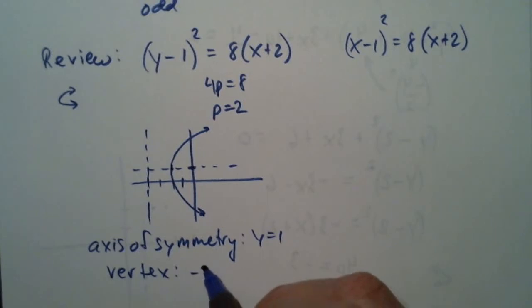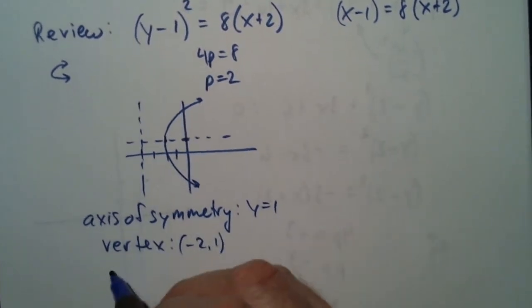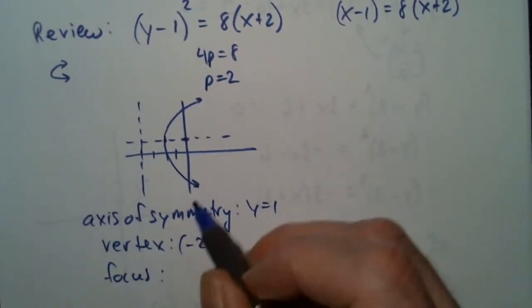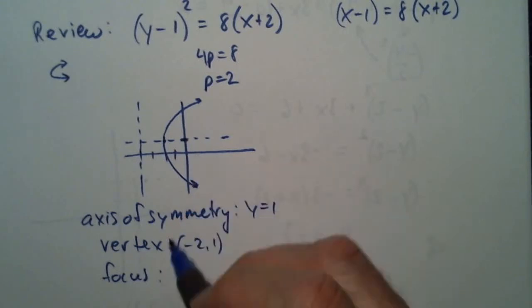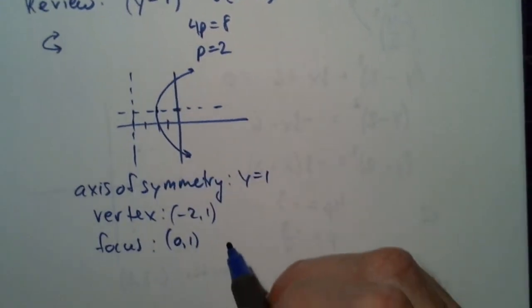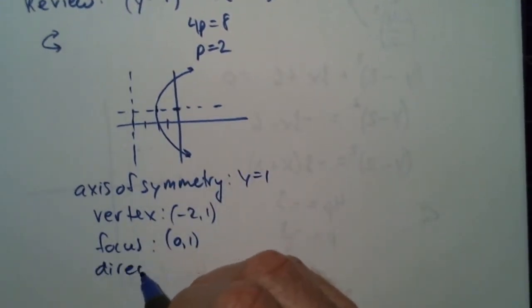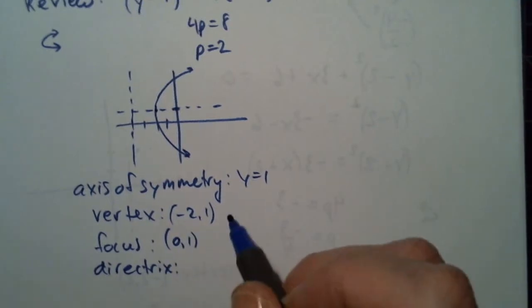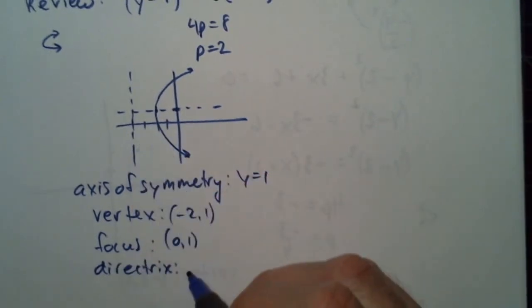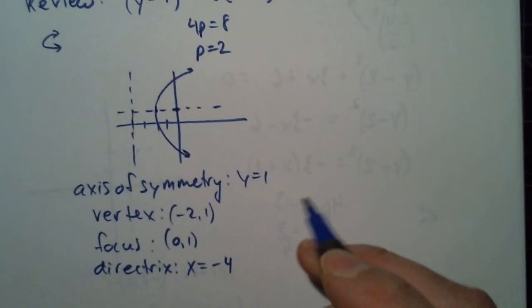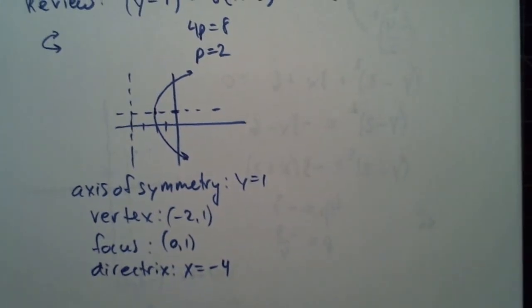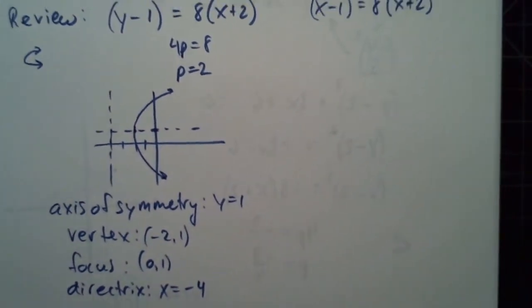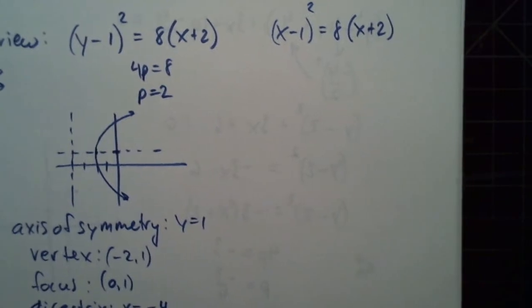Vertex is -2, 1. Focus is 0, 1. Directrix is 1, 2, 3, 4. X equals -4. And pause the video and you try this one.